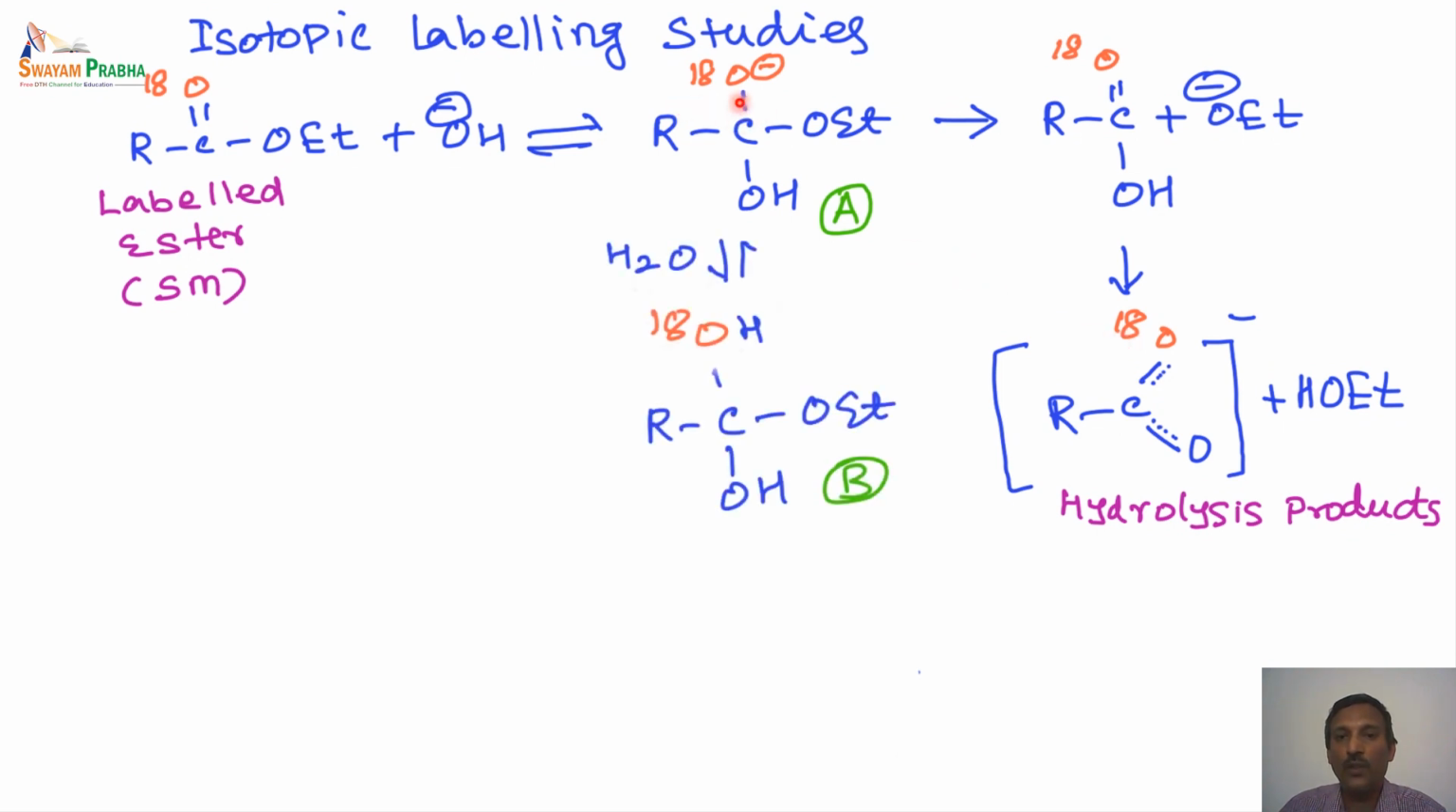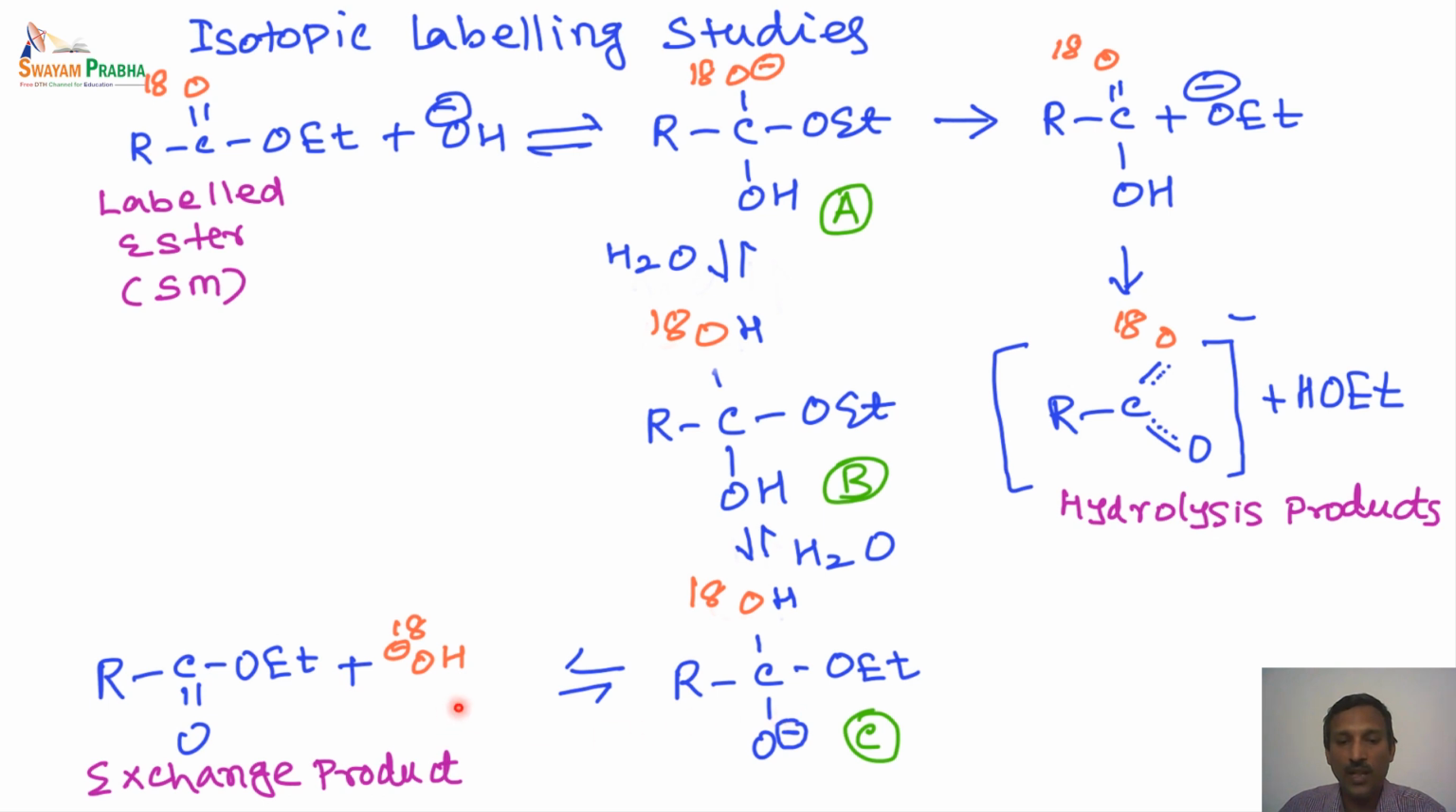There is one more thing that can happen. If we treat this with water, then the steps are going to be the same. A proton from this water molecule is abstracted by the O minus, and we end up with the OH group here, and this OH group can abstract a proton from this hydrogen. So we end up with the O minus as shown here, which can actually lose the OH minus, which is the labeled one.